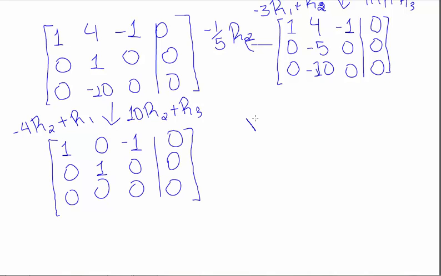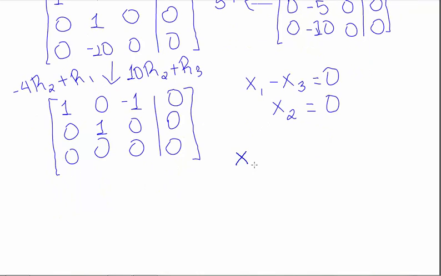So our equations are x1 plus 0x2 minus x3 is equal to 0. The second row just says x2 is equal to 0. And then the third row doesn't say anything at all. Our final solution: x1 is equal to x3, x2 is equal to 0, and x3 can be any value.